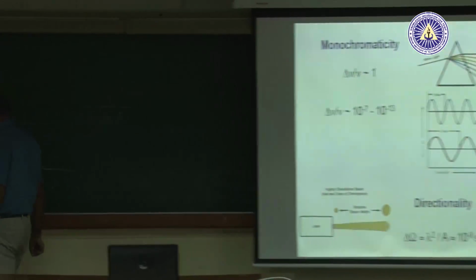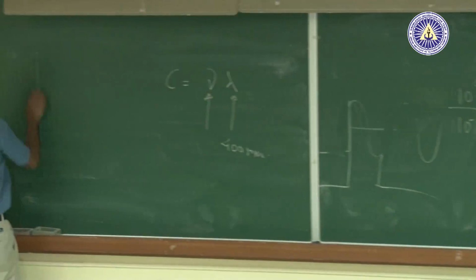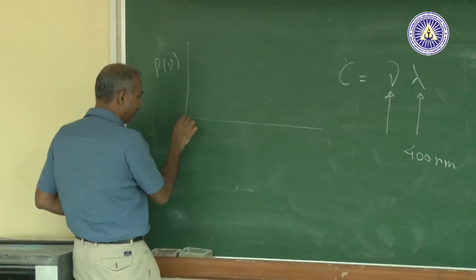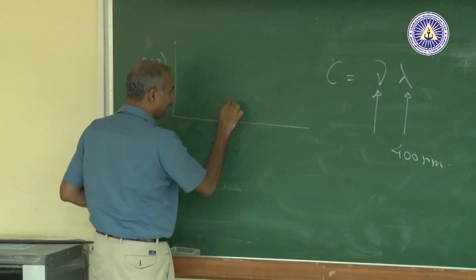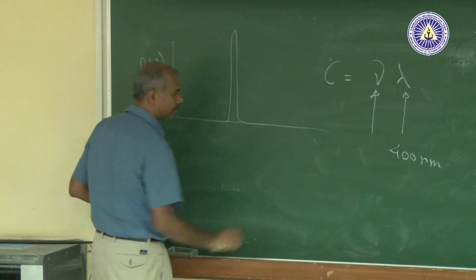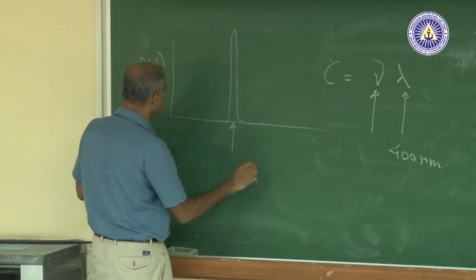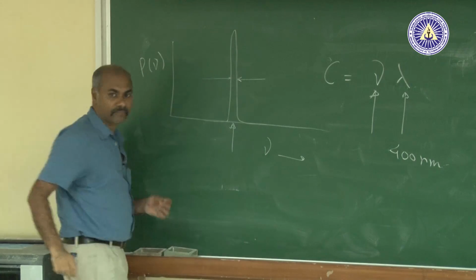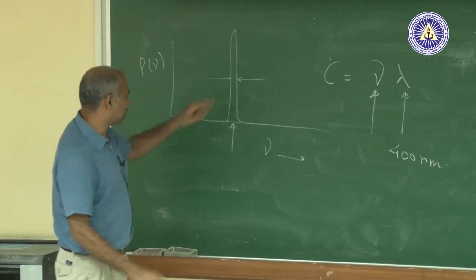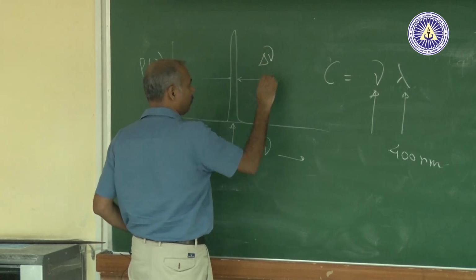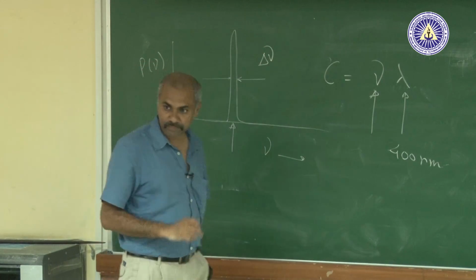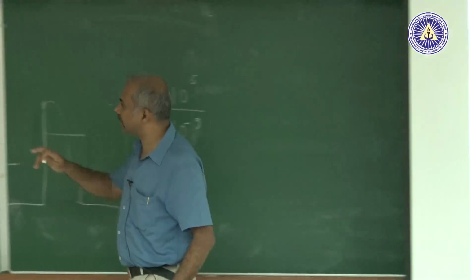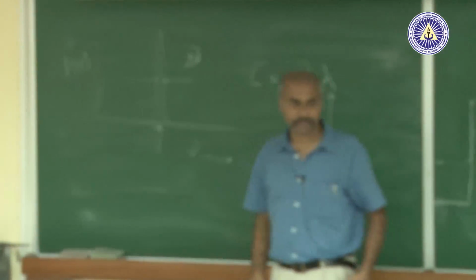That is, if I plot some kind of a power as a function of frequency, then for a laser I will get something like that, right? At a particular frequency. So this is my nu, and this is the width, the narrowness. So this is what I'm calling delta nu over nu, right? Obviously, if delta nu is very small, this ratio is very small.